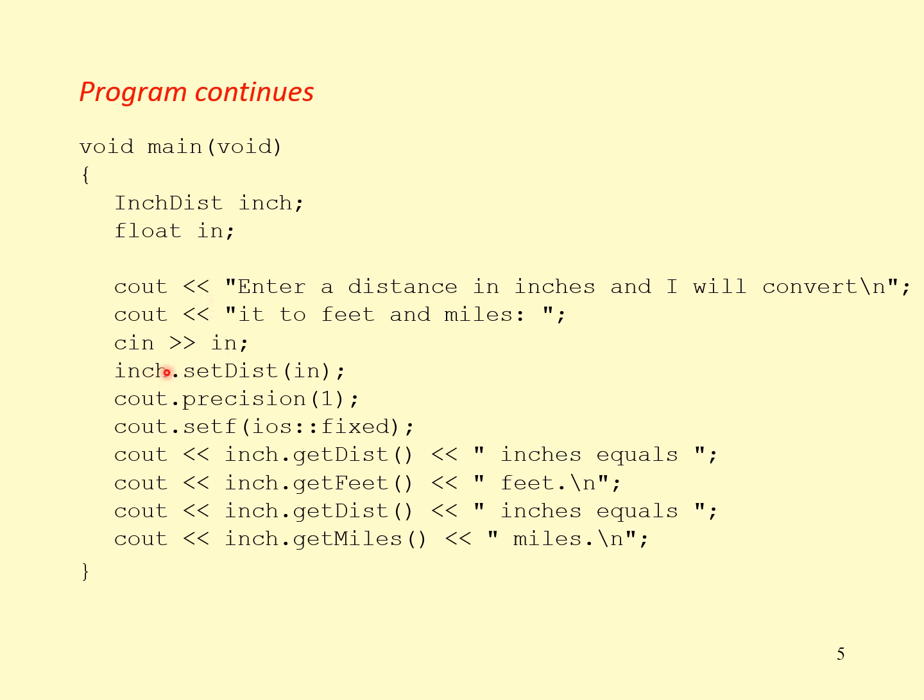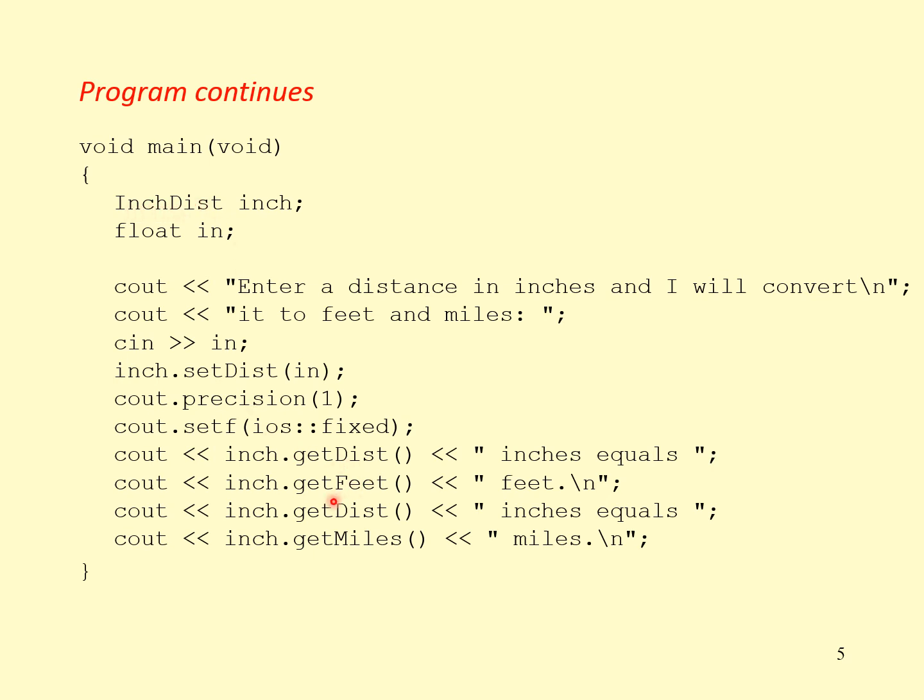Then inch.setDistance, this set distance is a call of the set distance member function, but it's called on this object called inch. Then it runs there. Then we give our precision for the output, and also the ios fixed set formatting. Then we call the member functions, which are being called by this object inch, which is an object of the inch distance class.